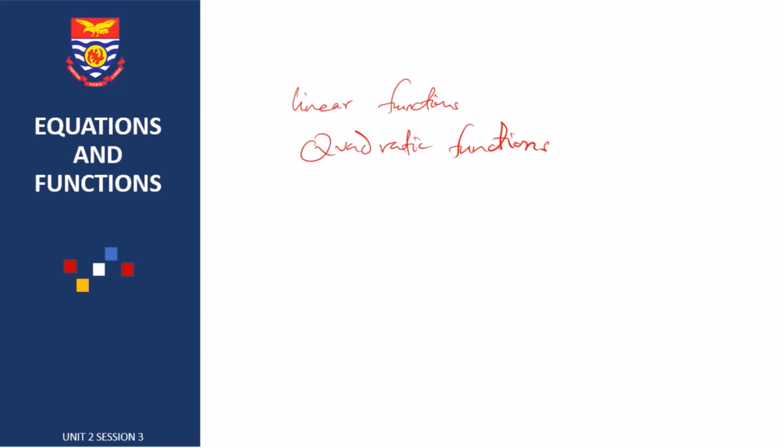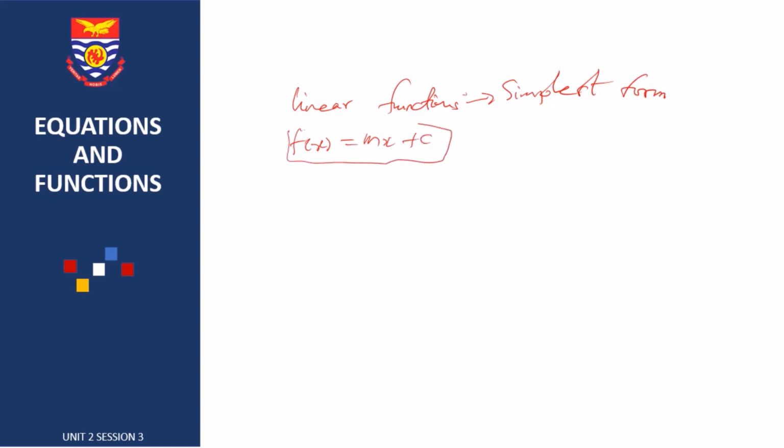Now, the simplest form of function is the linear function. A function is said to be linear if it takes the form I'm going to write below. A linear function is of this form: f of x equals mx plus c. This is the form for a linear function.